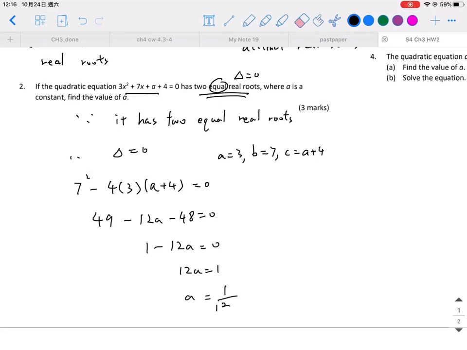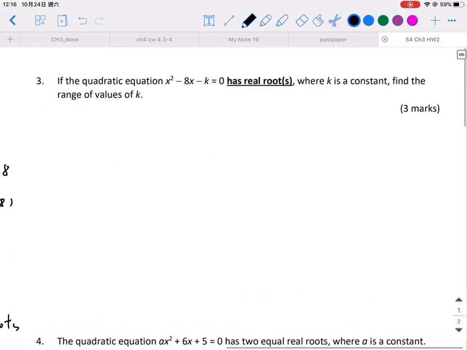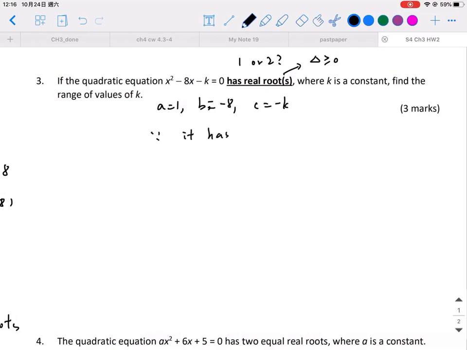Okay, so we finished the second question, and let's move on for the third one. Okay, for the third one, if the quadratic equation has real roots, in this time we don't know whether it has 1 or 2. Okay, so therefore I will write down is greater than or equal to 0. Okay, so in this time A is 1, B is -8, and C is -k. So delta is because it has real roots.